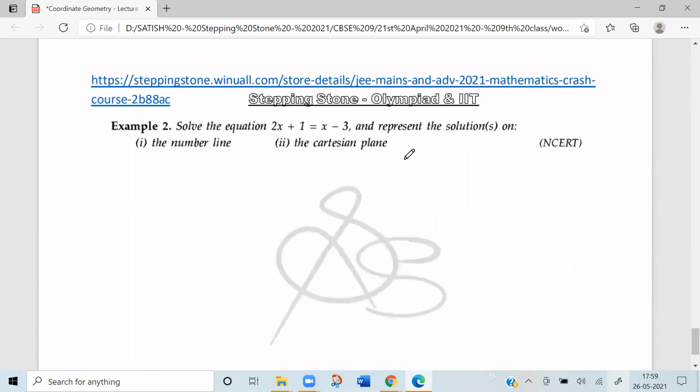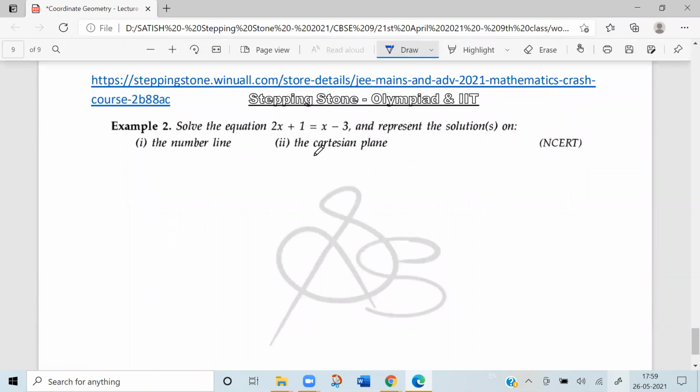Next, solve the equation and represent the solutions on the number line and the Cartesian plane. Now, solve this equation: 2x plus 1 equal to x minus 3, for the x value. How much is the x value?